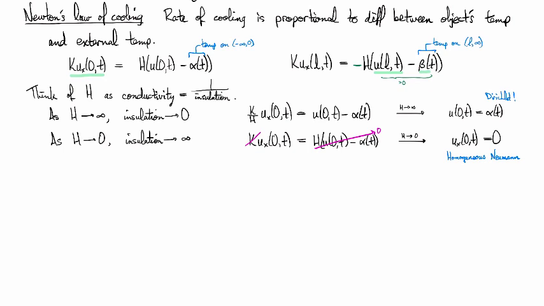And so the moral of this story here is that the homogeneous Neumann conditions are what you want to use when you're talking about a situation that's totally insulated, so that nothing can enter or leave across the boundary.